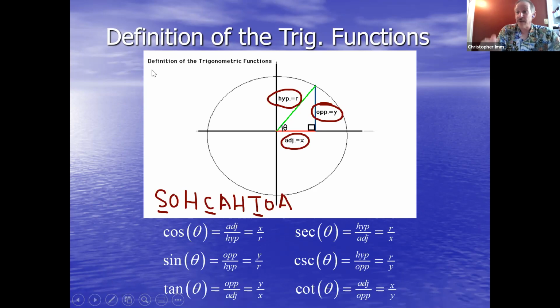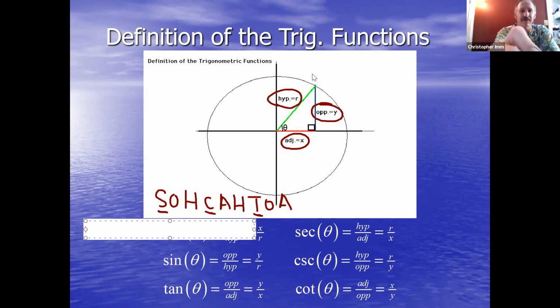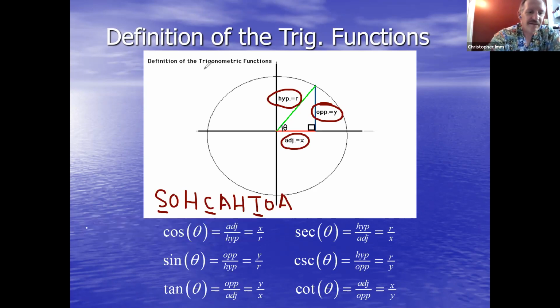Notice that we abbreviate these trig functions. So I'm going to write the actual names of them there, if I can. Okay. So this is called cosine. This is called sine, and it's abbreviated by sin. So cosine is abbreviated by cos. And this is called tangent, and it's abbreviated by tan.